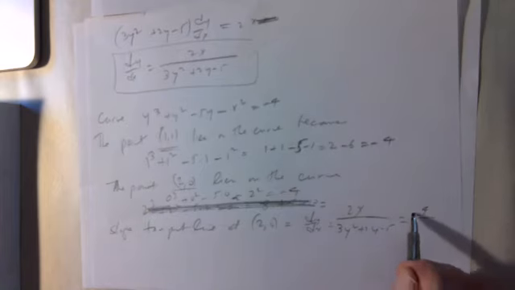What's the slope of the tangent line at the point (2, 0)? Well, dy/dx is 2x. We can't see what you're doing. Sorry, I'm just writing down the derivative. dy/dx is 2x over 3y squared plus 2y minus 5. When x is 2, this is 4. When y is 0, this is minus 5. So the slope of the tangent line at the point (2, 0) is minus 4/5.